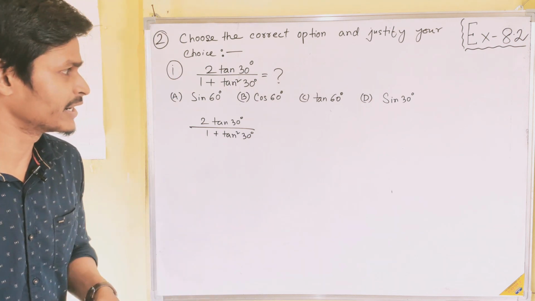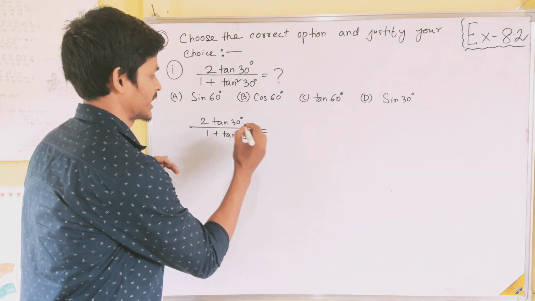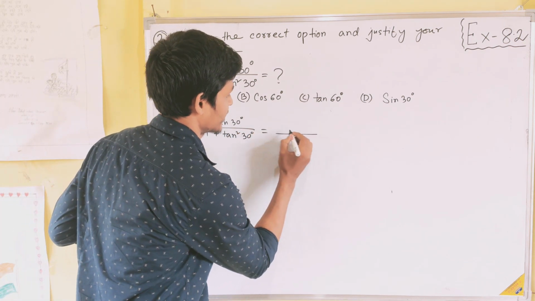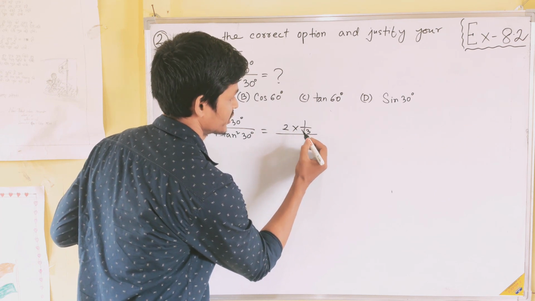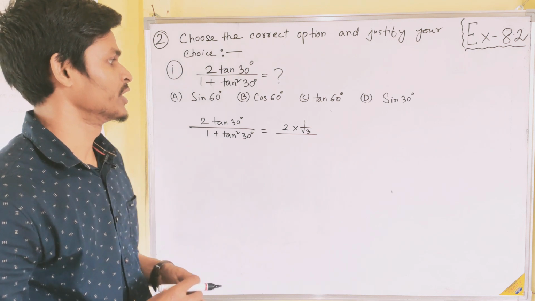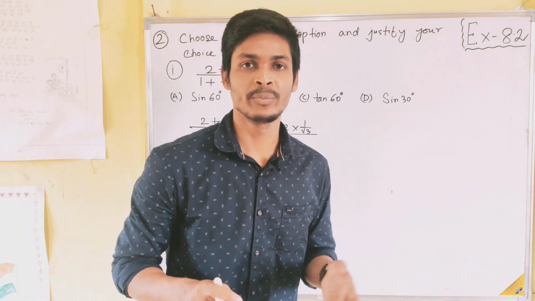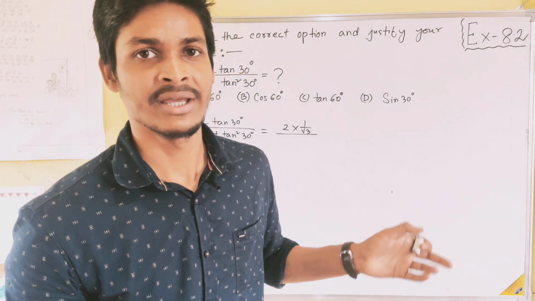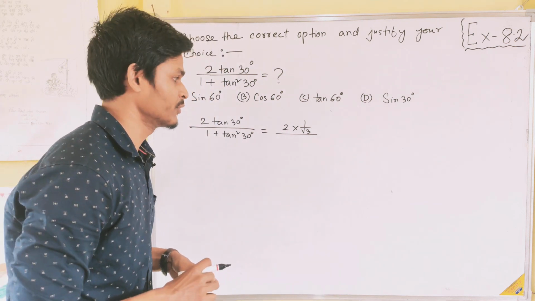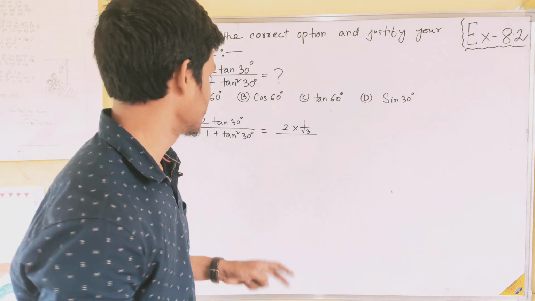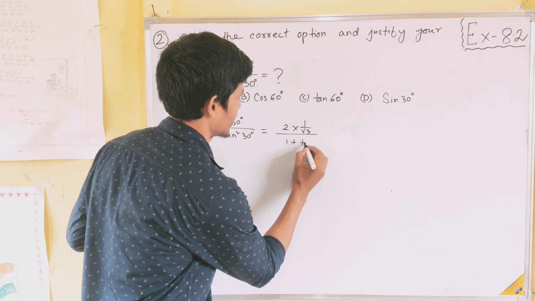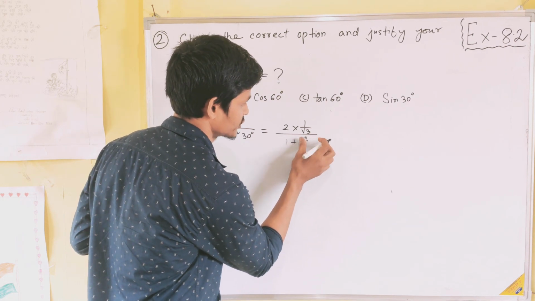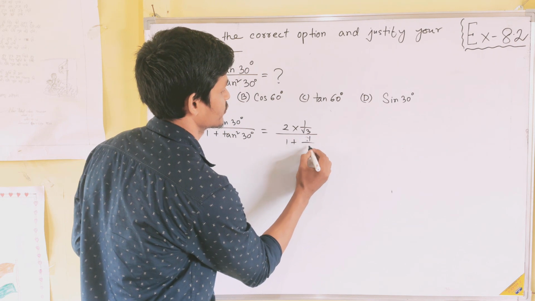Just put the value here. 2 tan 30 degree. The value of tan 30 degree, we all know, is 1 by root 3. If you don't know the tan 30 value, you can check how to make a trigonometry table in my description. So here, 1 plus tan square 30 degree, that is 1 plus (1 by root 3) square, because tan 30 is 1 by root 3.